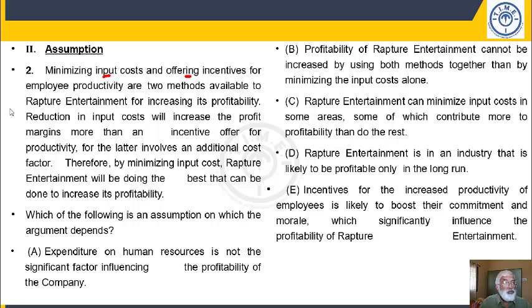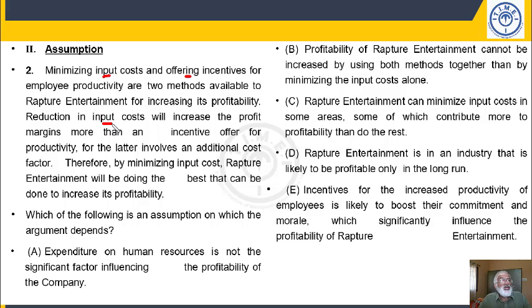So minimizing input costs and offering incentives for employee productivity are two methods available to Rapture Entertainment for increasing its profitability. Reduction in input costs will increase the profit margins more than an incentive offer for productivity, which means of the two, the person says the first is better than the next. Therefore, by minimizing input costs, Rapture Entertainment will be doing the best that can be done to increase its profitability. In other words, we are saying that it is possible for them.